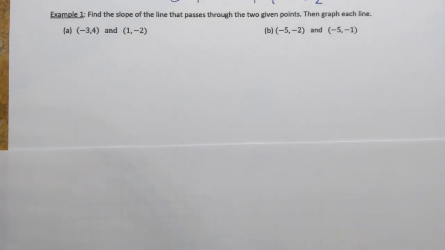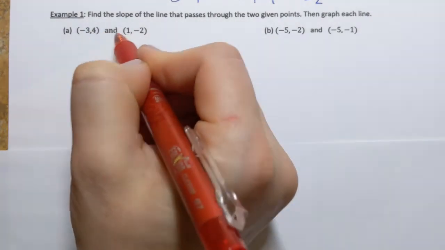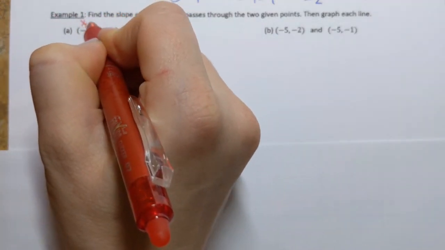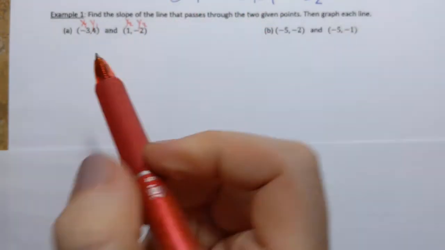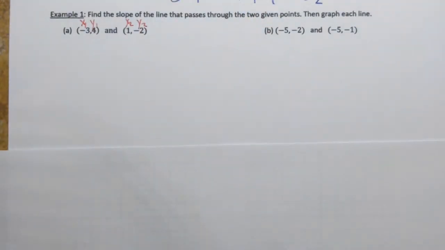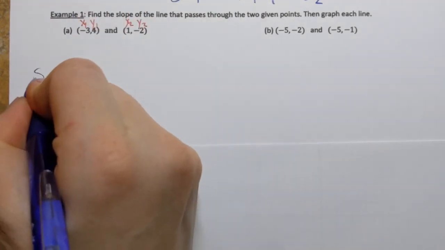So this is how I will go about it. First, I'm going to label each point as x1, y1, x2, y2. It doesn't matter which one is the first, which one is the second, but I usually go in the same order I'm given the points. And then I use the formula.